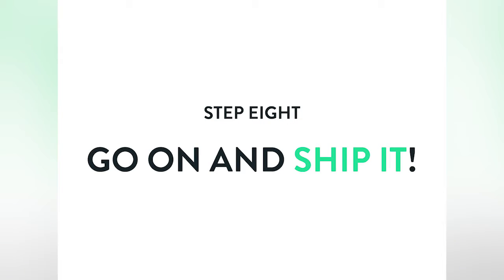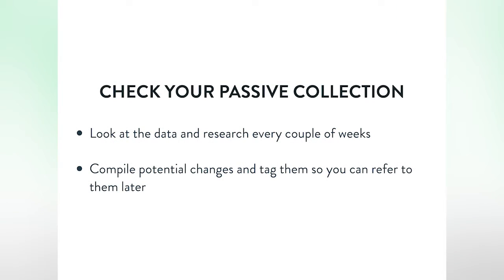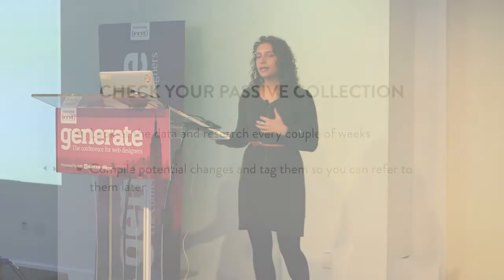So, go on and ship it. You're ready to go. You've got that stuff set up. You can ship it. Once you've got everything set up, you've got your passive research and your passive data, then you can look at that data every couple of weeks. If you've got a lot of traffic, you might want to look at it every couple of days. And then you can compile those changes as you go along so that you're ready every time somebody asks you, do we need to make these changes? You'll know whether or not it's a good idea. And you'll have an idea of what direction you should go in later.